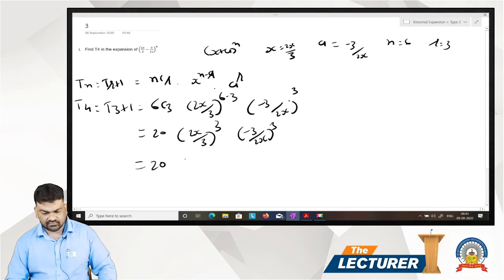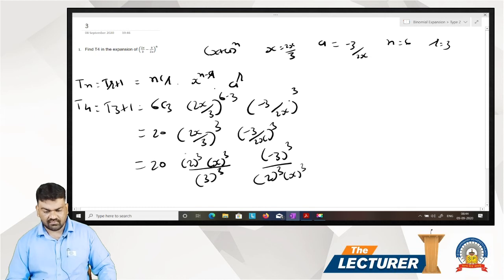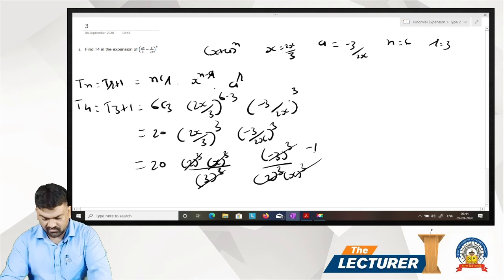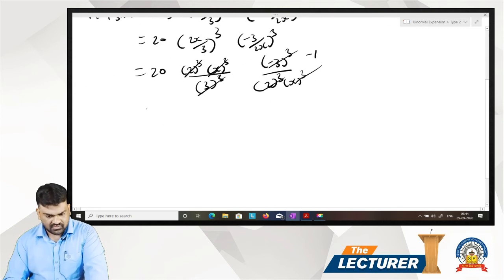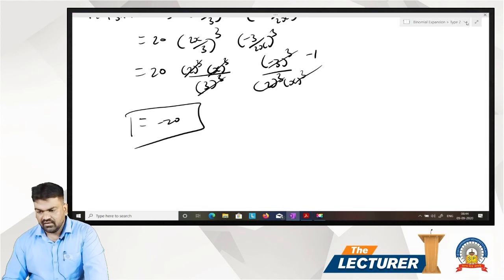20, 2 raised to 3, x raised to 3 divided by 3 raised to 3, minus 3 raised to 3 divided by 2 raised to 3 divided by x raised to 3. 2 raised to 3 cancels, x cube cancels, 3 raised to 3 cancels, and here minus 1 remains. 20 multiplied by minus 1, that is minus 20.